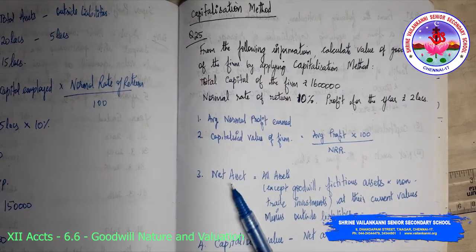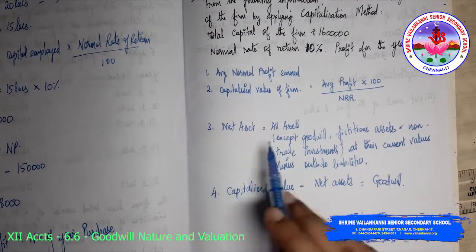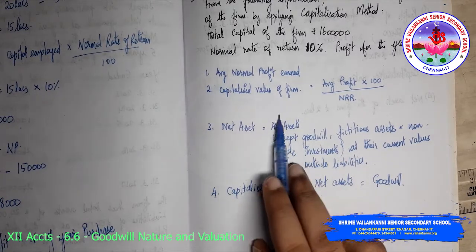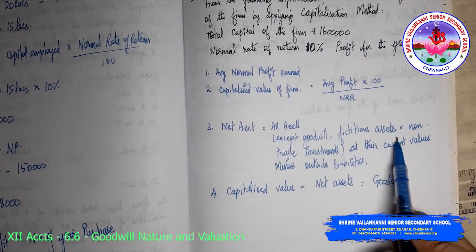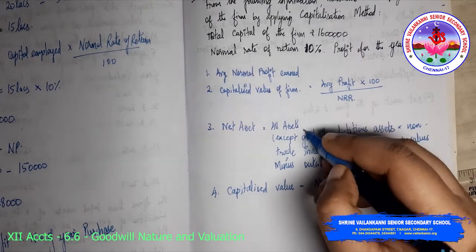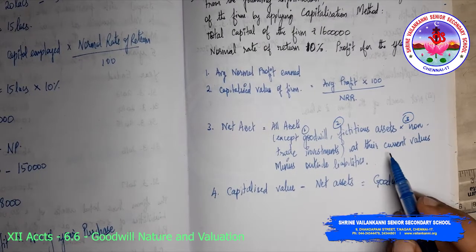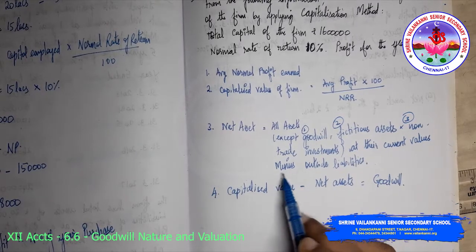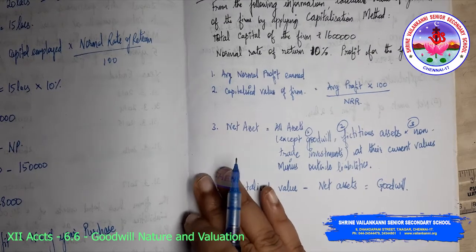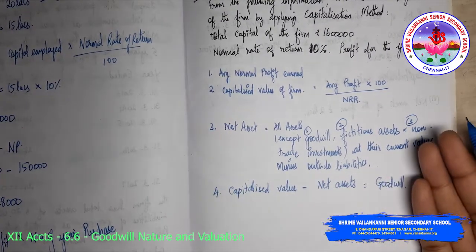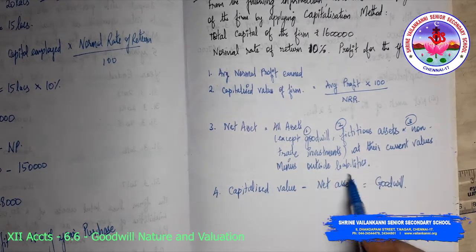Then third one, net assets. Net assets is nothing but all assets that are given in the balance sheet asset side minus goodwill, fictitious assets and non-trade investment at their current value, minus the outside liabilities that are given in the balance sheet liability side. Outside liabilities is nothing but creditors, any loans that need to be paid to a third party. All these things are called outside liabilities.